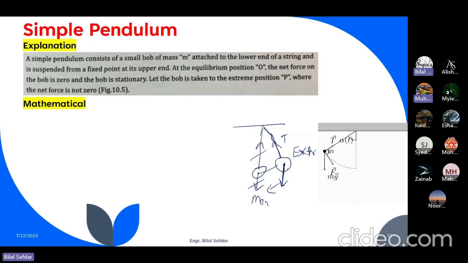We have to divide it into two components, that is x component and y component. We have to draw a perpendicular line and a horizontal line. According to this, we can say that the perpendicular component is mg cos theta. Why is it mg cos theta? Because theta is lying here. And the horizontal force is mg sin theta.